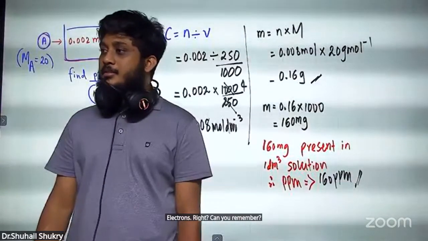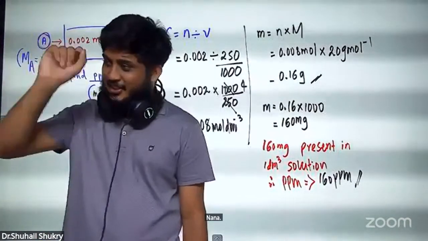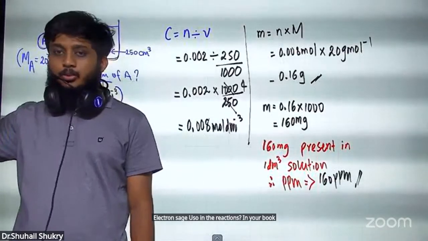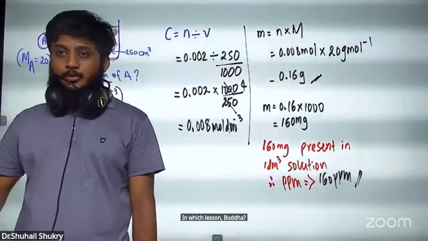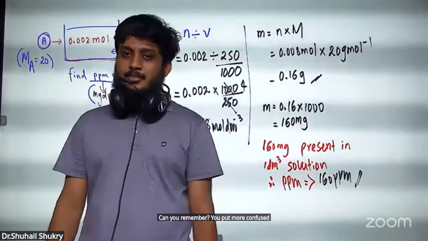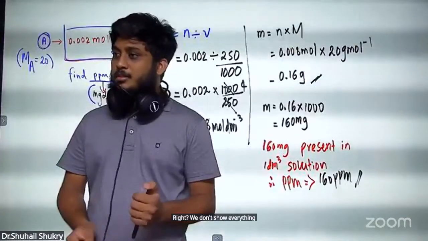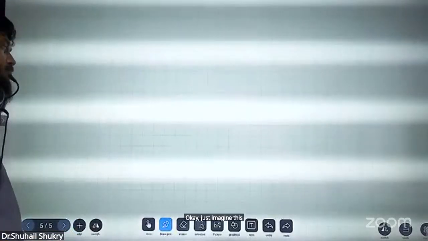When did you see electrons? You saw electrons in the reactions in your book when you were in O Levels. In which lesson? Very good, in electrochemistry. Can you remember? You got confused with that electron: where to put, how to put, when to put. We'll show everything. Now I'm going to show a half reaction. For an example, we'll see how reactions actually happen.